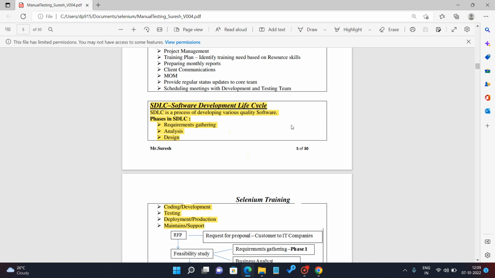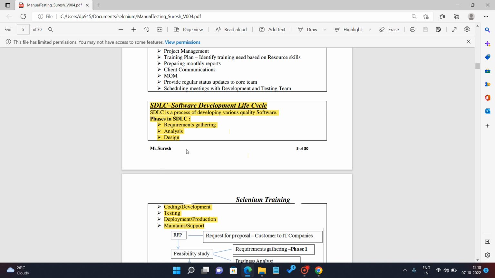What is SDLC? SDLC is a process of developing quality software, and its main purpose is developing various quality software. There are many phases in SDLC. The first phase is requirement gathering, then analysis and designing, coding and developing, testing, and deployment and production.